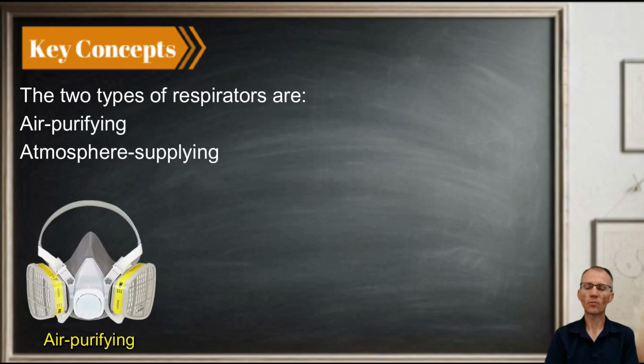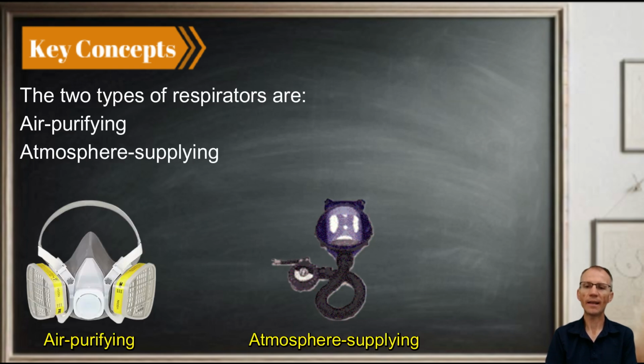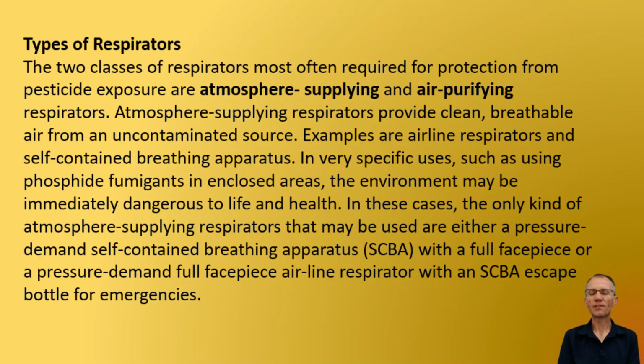The two types of respirators are air purifying and atmosphere supplying. Now, I've seen these types of exam questions on core exams for the past 20 years. You may see where it says the two types of respirators are air purifying and air supplying, but the real terms nowadays, with the updated terms, are air purifying and atmosphere supplying. As we just mentioned, there are two types of respirators.